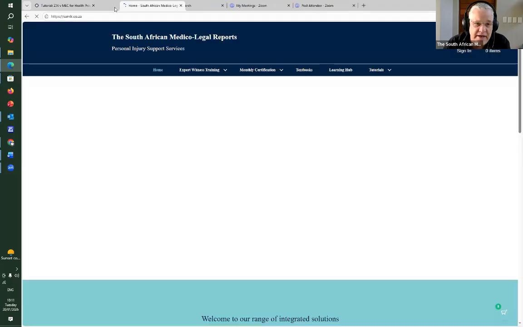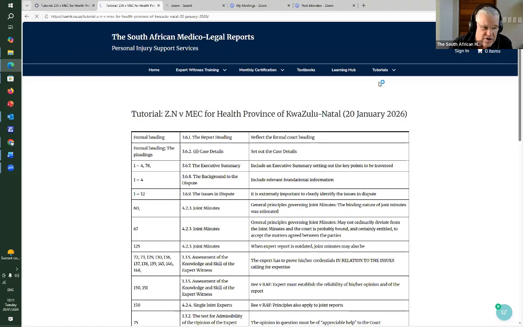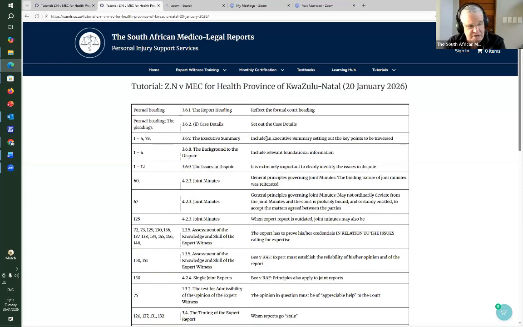Themes relating to some very fundamental principles, such as how do you qualify as an expert? How should addendum reports and supplementary reports be dealt with? How should the facts be managed? When do reports go stale? What's the order of the witnesses in which they must be called? How must joint minutes be dealt with? And if we just spend a minute or two, and I won't be able to go through the entire judgment, it's 70 pages, but I do want to touch on these key points and the principles reflected in them.